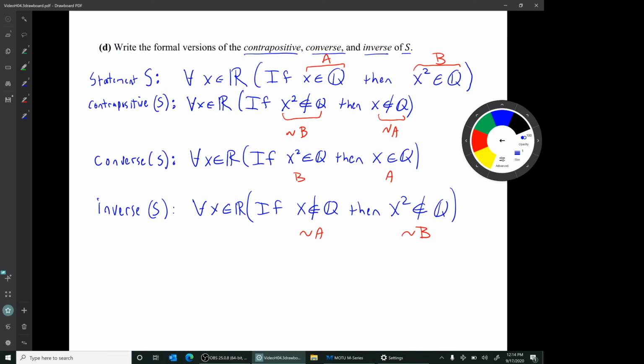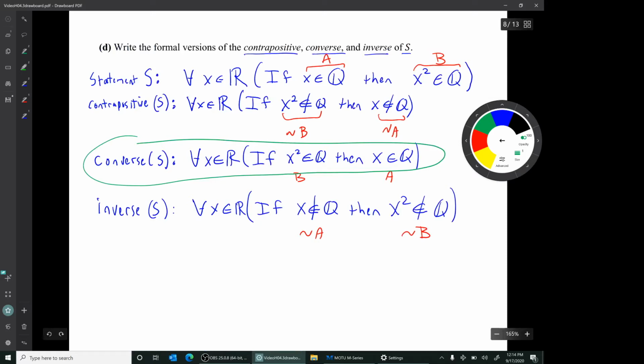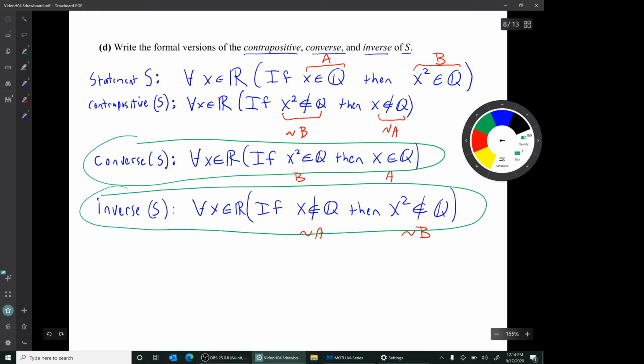The converse says, for all real numbers x, if x squared is rational, then x is rational. And remember that that is logically equivalent to the inverse of S. The inverse says for all real numbers x, if x is not rational, then x squared is not rational. Now, is that true or false? Well, I don't want to get bogged down here because we're going to study this in coming weeks, but I want to just bring up an example.